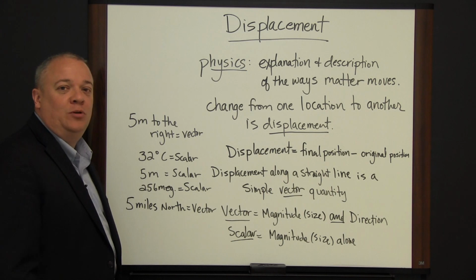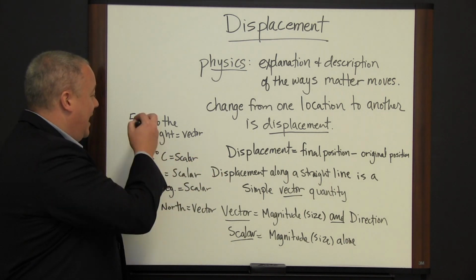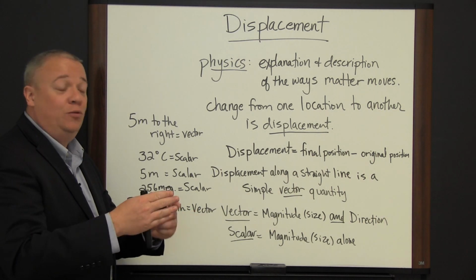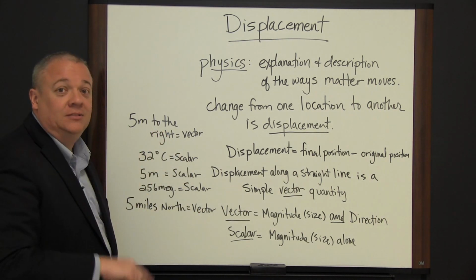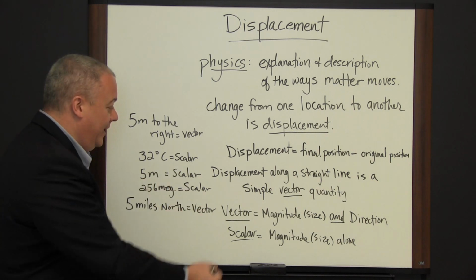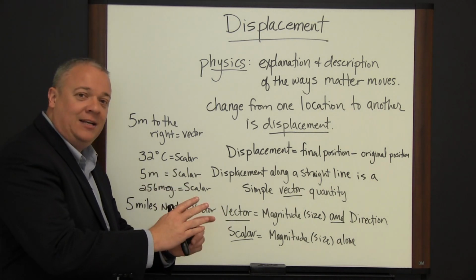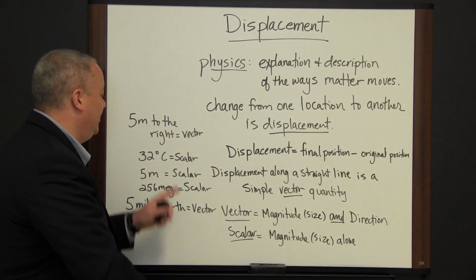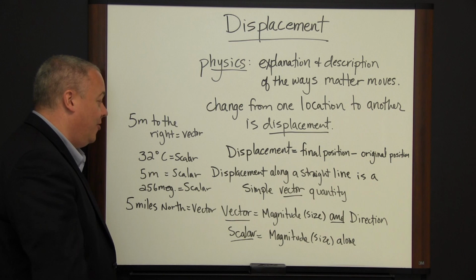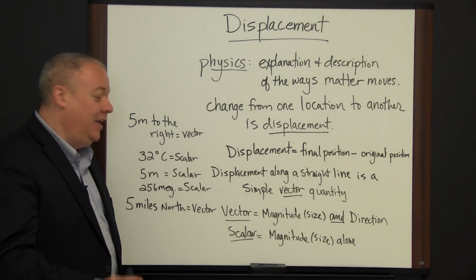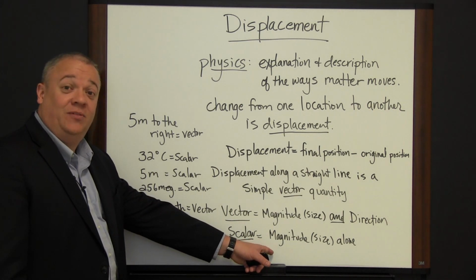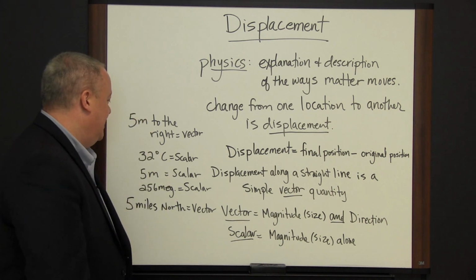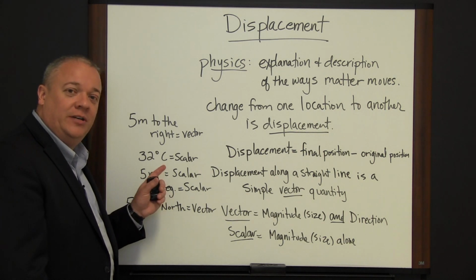If I say something was moved 5 meters to the right, I have both magnitude, the size, in this case the distance moved, 5 meters, plus the direction to the right. 5 meters to the right is a vector because it has both magnitude and direction, both a distance measurement, a size, and the direction in which it went to the right. Now, if I tell you 32 degrees centigrade, all I've given you is the magnitude, the size of it alone. I haven't talked about any sort of direction of that temperature up or down. So that would just be a scalar. 32 degrees centigrade is a scalar.